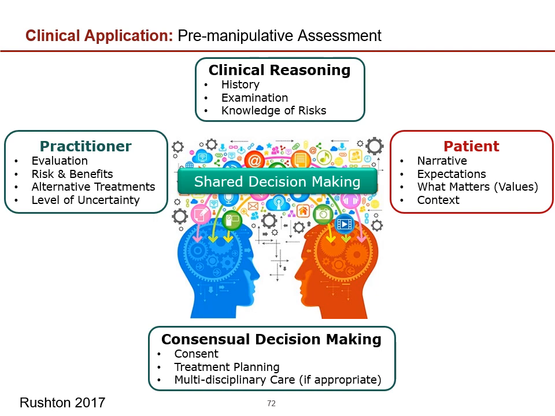And then finally, the consensual decision making, which is the verbal and or written consent of the patient, and the treatment planning of what it looks like if you're going to incorporate manual therapy and or manipulative therapy, how that occurs over time and how it is dosed. And then, is it appropriate to have multidisciplinary care, be it within different modalities, or physical exercise or otherwise, or are there other additional professionals that you need to bring on board?